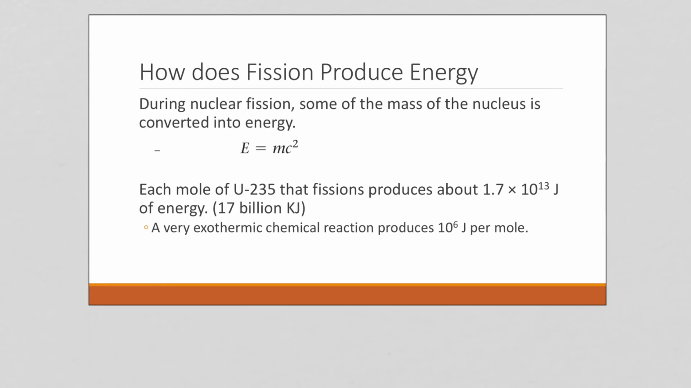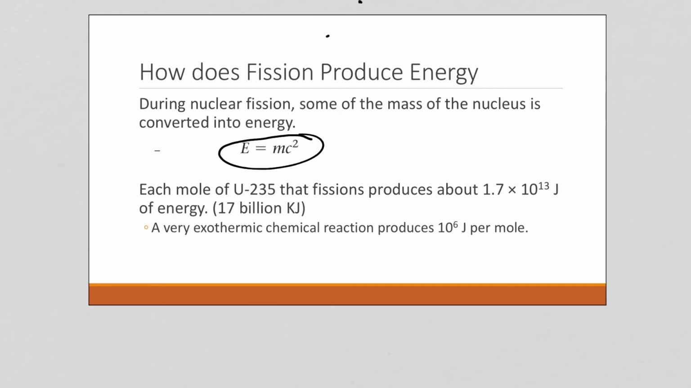In this next section, I want to look at how nuclear fission produces all of this energy, right? So we talk about all of the energy that's created by nuclear fission and also nuclear fusion, but how do we create that energy? Well, essentially, we're coming down to Einstein's famous equation, E equals mc squared, right? Where some of the mass of the nucleus is converted into energy.